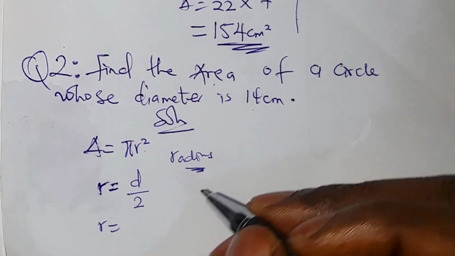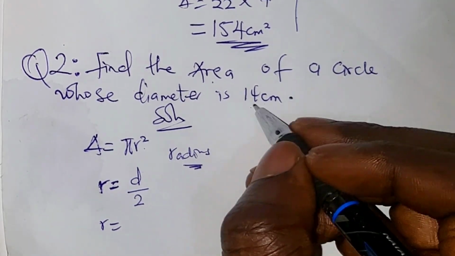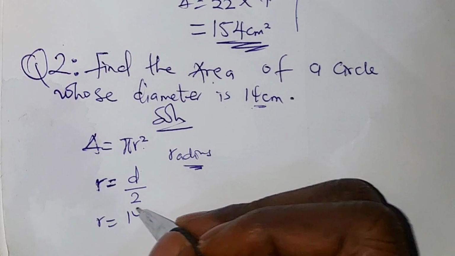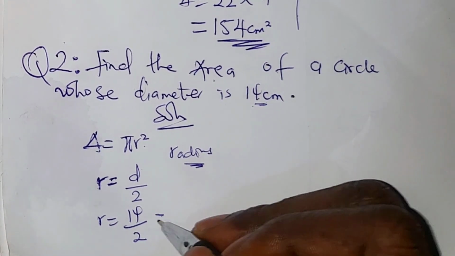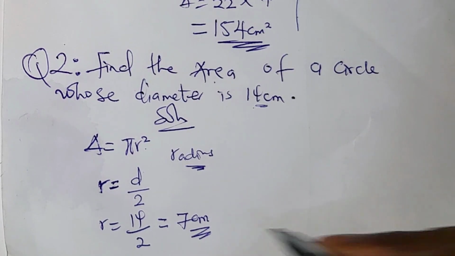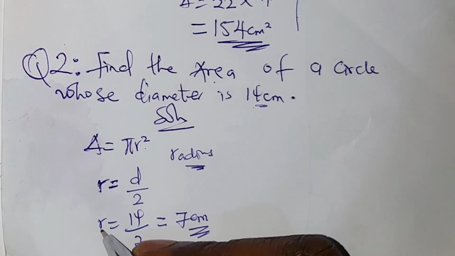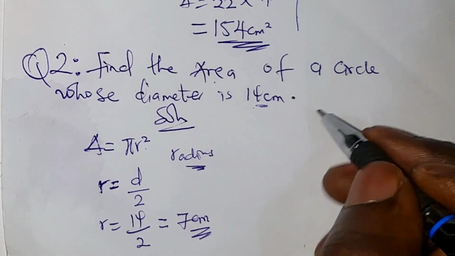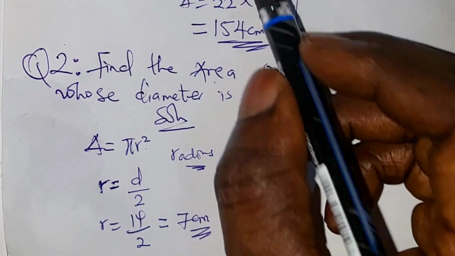So our radius is going to be the diameter, which is 14 centimeters from the question, divided by 2. 14 divided by 2 is 7 centimeters. Okay, so that's the answer for the radius. Now we have our radius. We have pi. Like I said, we are going to use pi to be 22/7.